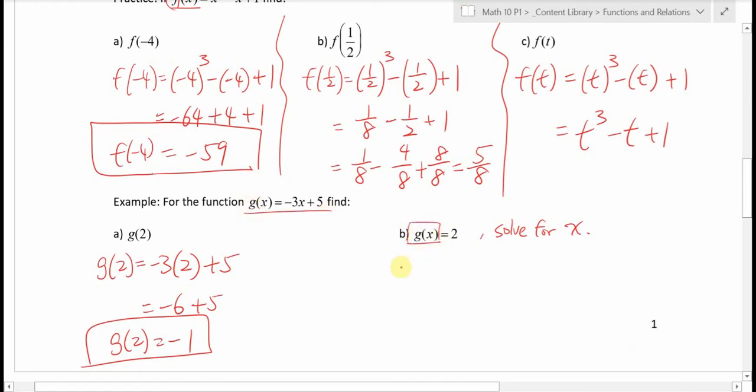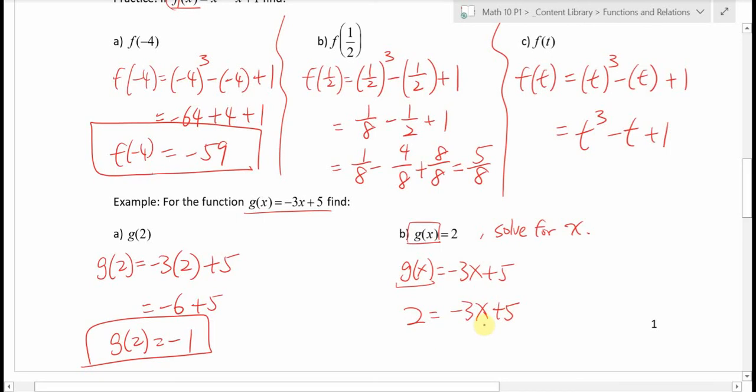Here's the equation. Let me rewrite that here. We have g of x equals negative 3x plus 5. I am replacing this entire g of x with a 2, because it says g of x equals 2. So there is my equation. And now I can solve for x, because we have one single variable now.